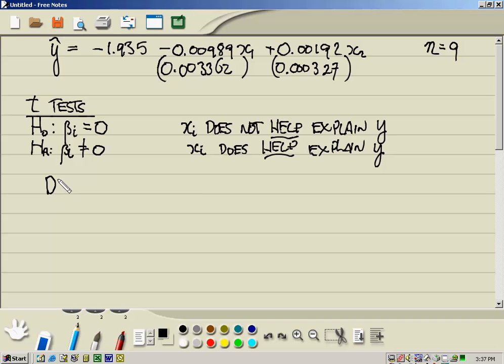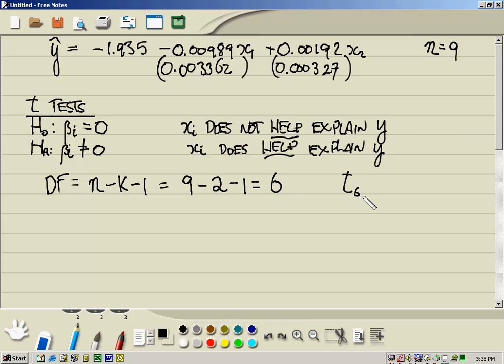Every t-test needs degrees of freedom, and for multiple regression that's n minus k minus 1. In simple regression, k would be equal to 1. Right? Simple regression is one x variable, so in simple regression it was just n minus 1 minus 1, or n minus 2. But right now we have n minus k minus 1 generically. N was 9, k is the number of x variables in the regression, 2, minus 1, and so we have 6 degrees of freedom.